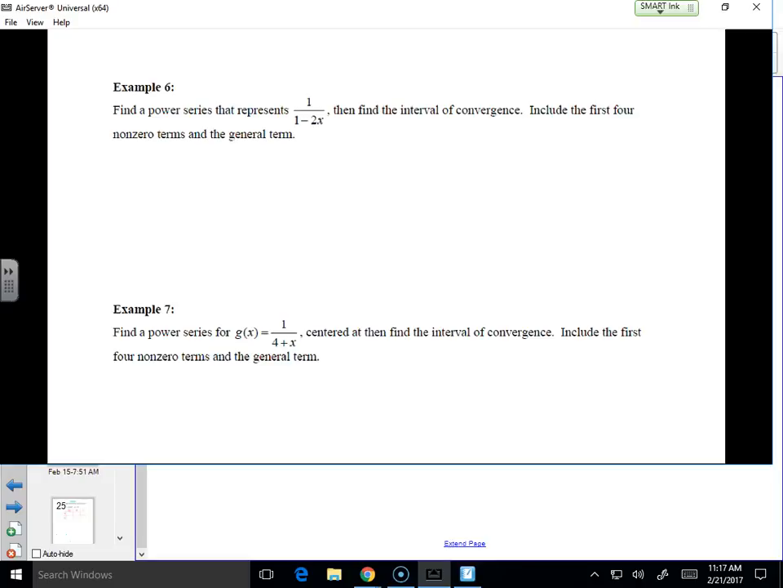1 over 1 minus x. Now what's the power series for that? 1 plus x plus x squared plus x cubed. Then we need to go ahead and do 1 over 1 minus 2x. What's that going to be? Just think, who's my r? 1 plus 2x plus 4x squared plus. We're plugging into the x spot, like function notation.